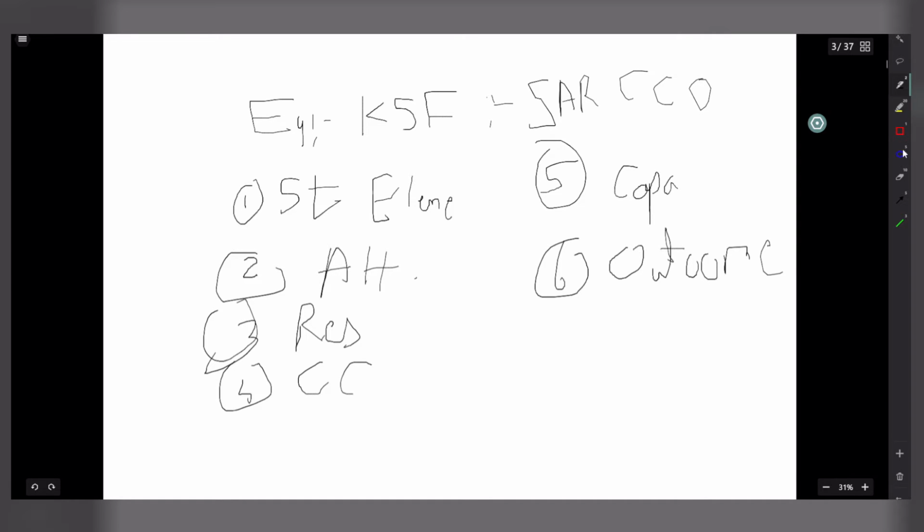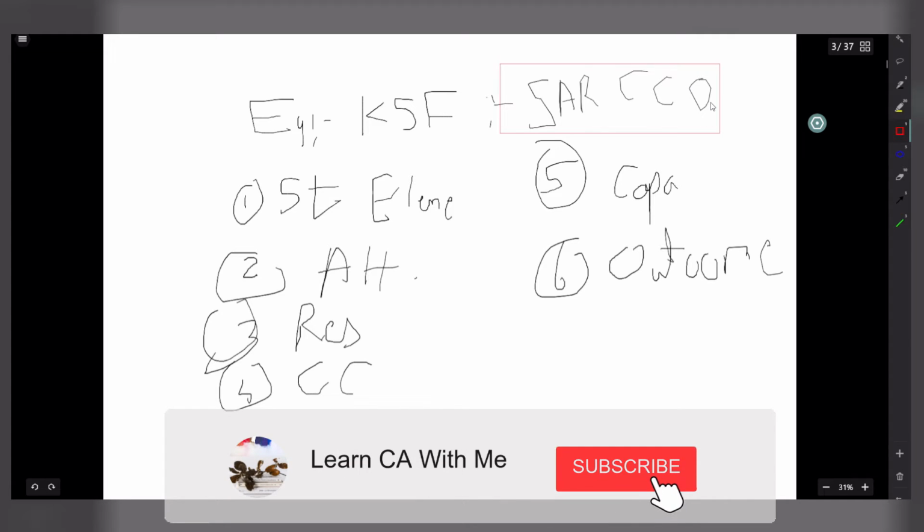SARCO. The strategic element, the attributes, the resources, the core competencies, the competitor's capability, and the outcomes of the business. These are the key success factors.